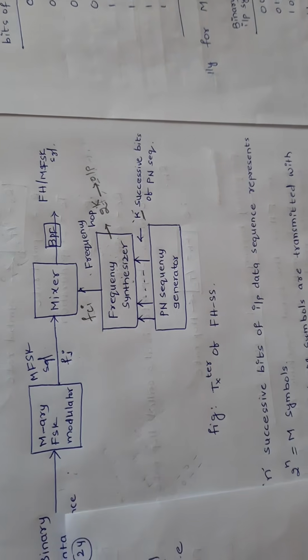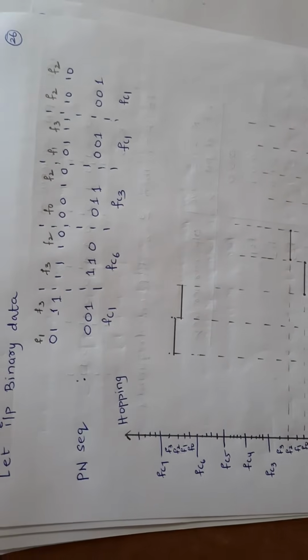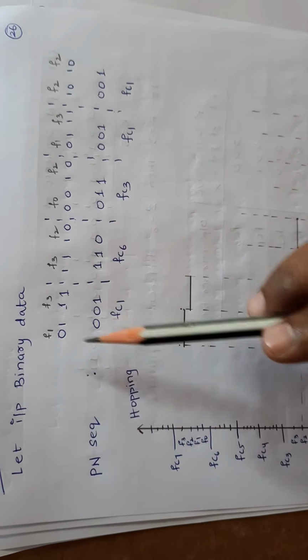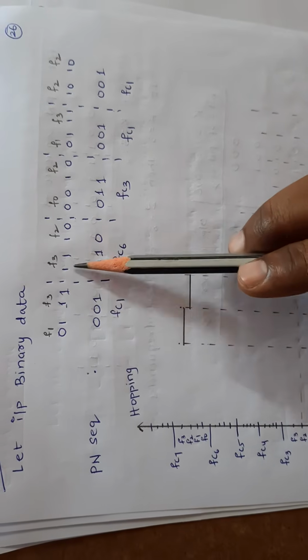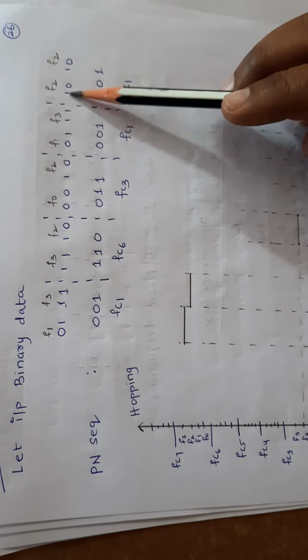Now we need to draw the hopping spectrum in the case of slow frequency hopping spread spectrum. This is one example for drawing the frequency hopping spectrum in the case of slow frequency hopping spread spectrum. Let's say, as a random example, this is my binary data: 01 10 11 11 01 00 01 10 01 11 10 10.